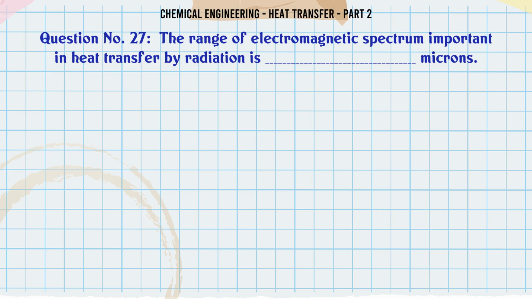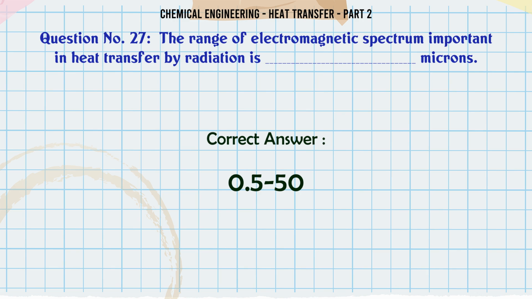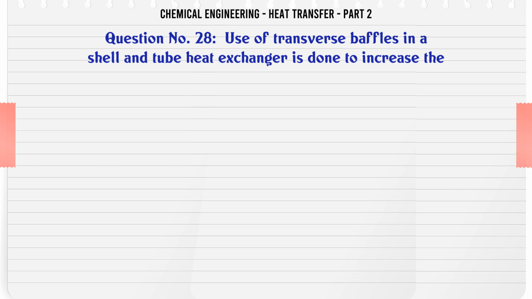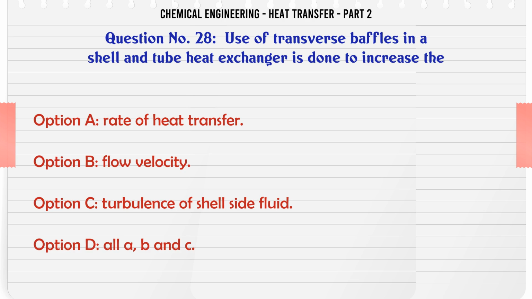The range of the electromagnetic spectrum important in heat transfer by radiation is, in microns, A. 0.38 to 0.78, B. 0.5 to 50, C. 100 to 1000, D. 5 to 50. The correct answer is 0.5 to 50.